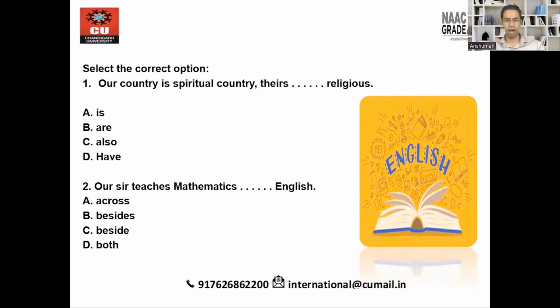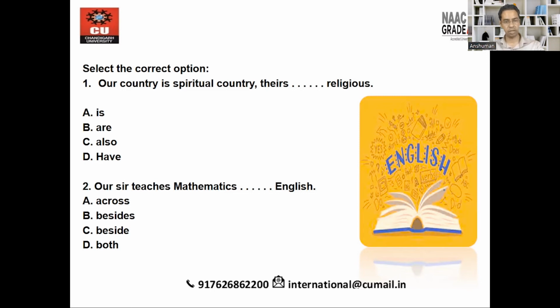The sentence says, our country is spiritual country, theirs dash religious. Now always remember, when we are talking about ourselves, we will be using am as verb. But when we are talking about some other person, if the other person is singular, we will be using is, right? Or was, depending upon the tense. So here, since the tense is present, we will be using is. So the correct option is option A. Our country is spiritual country, theirs is religious.